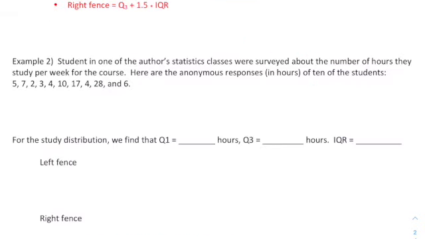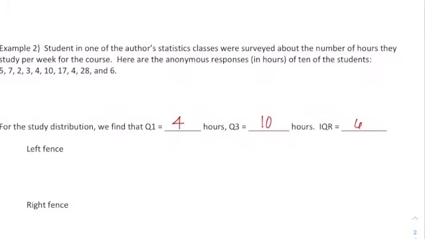Example 2, students in one of the author's statistics classes were surveyed about the number of hours they study per week for the course. Here are the anonymous responses of 10 of the students. Okay, now we've done this problem before, so I'm going to just fill in the numbers, and then you can double check and see did you have the right numbers like mine. Okay, we have Q1 is 4, Q3 is 10, and the IQR is going to be Q3 minus Q1, and that's going to be 6. Okay, that's IQR.